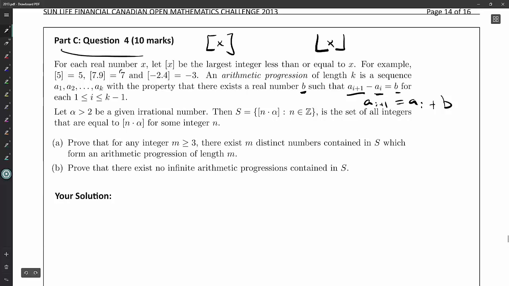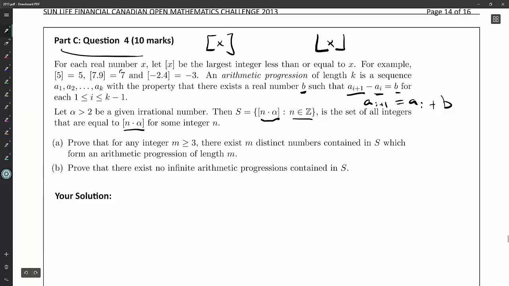Alright, let alpha be a given irrational number, and it's bigger than or equal to 2. Then S is the set of floor functions of n times alpha, where n is just an integer. So this is a set of integers. It's the set of all integers that are equal to the floor of n times alpha for some integer n.